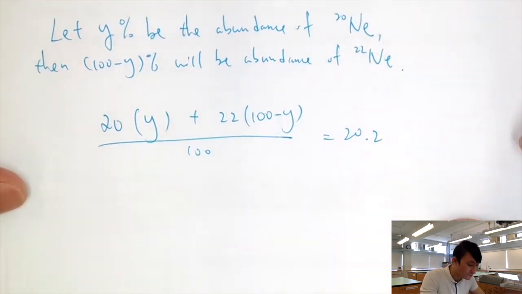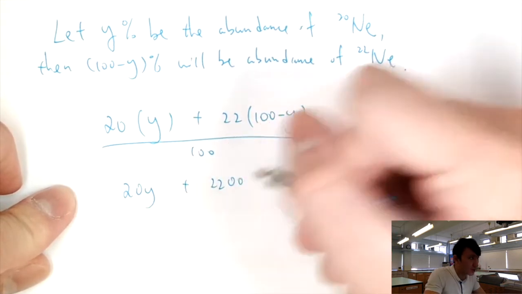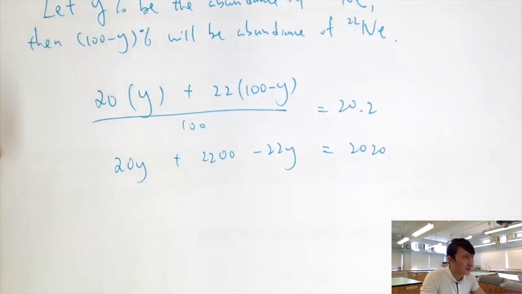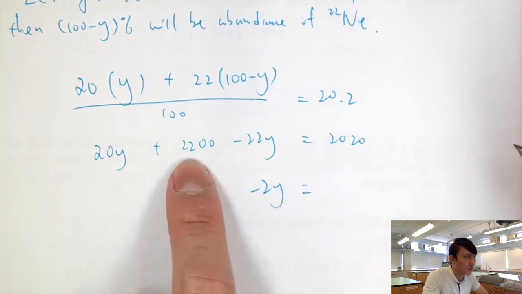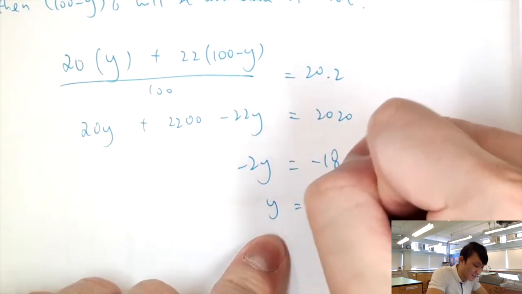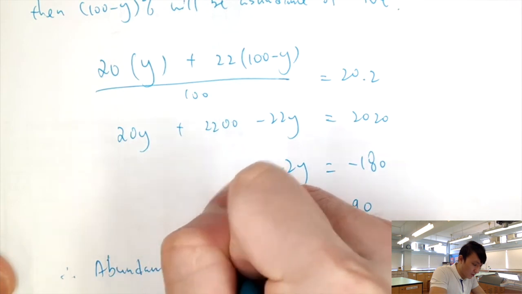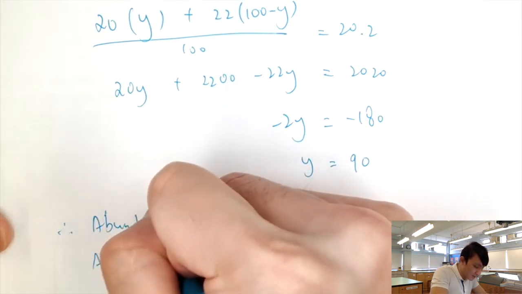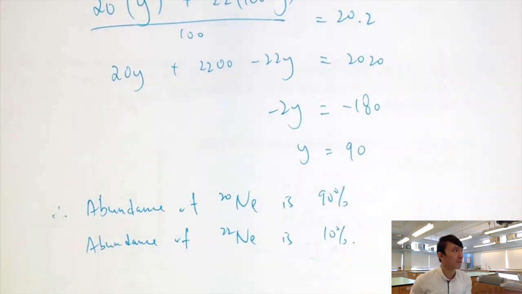Now this time I don't use a calculator. Multiply both sides by 100, so you get 20Y plus 2,200 minus 22Y equals 2020. Okay? Then 20Y minus 22Y, negative 2Y, equals 2020 minus 2,200, so you will get negative 180. So Y equals 90. Okay? So therefore, the abundance of neon 20 is 90%. Abundance of neon 22 is 10%. Okay? Just like that.